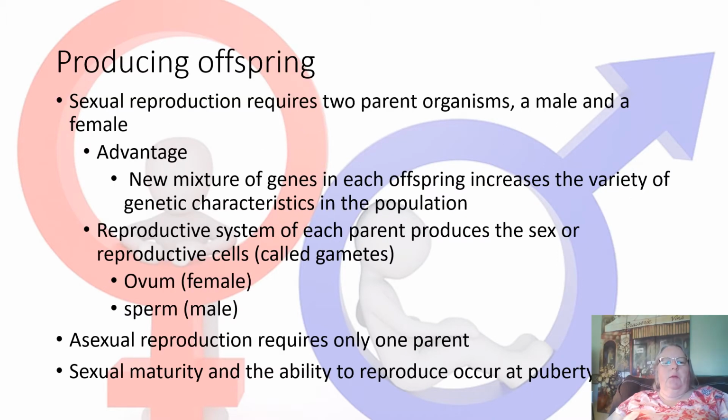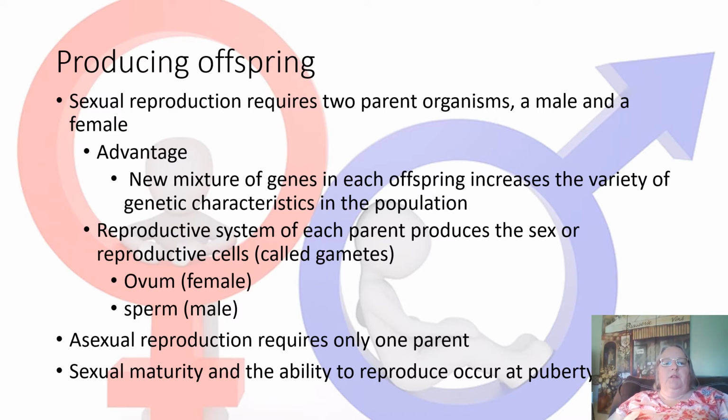The purpose of the reproductive system is producing offspring. In sexual reproduction, the male and the female each contribute half of the nuclear chromosomes needed to form the cell of the offspring. The advantage is that you have a mix of genes in each offspring, increasing the variability of the genetic characteristics of a population.